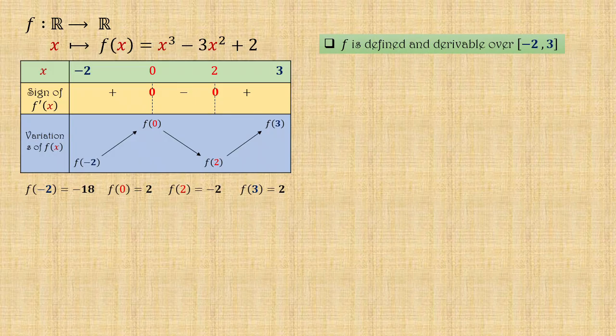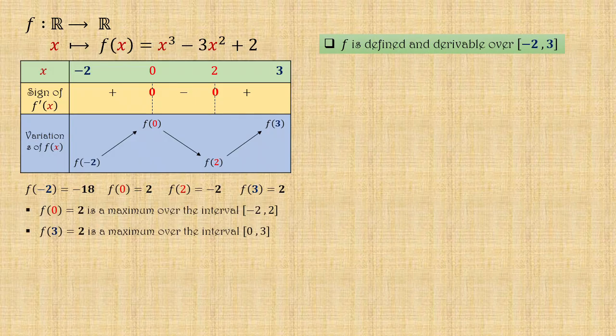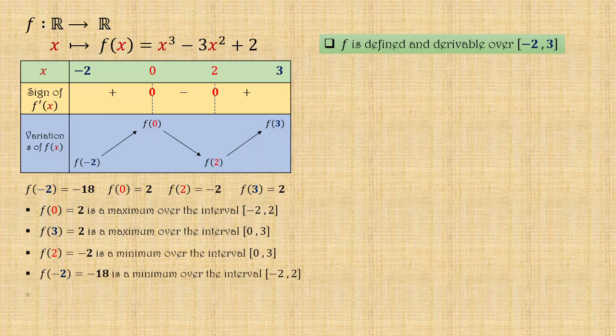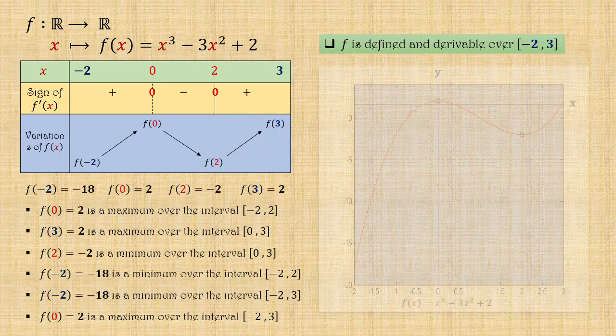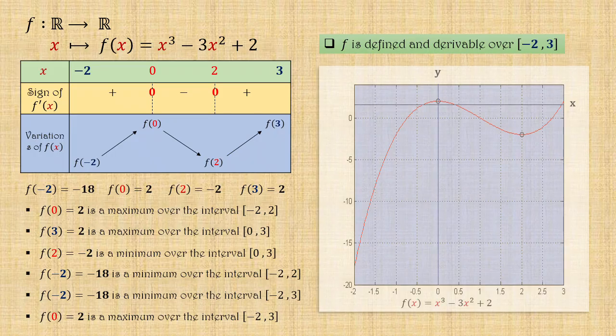As our function f increases along the interval -2 to 0, and then decreases along the interval 0 to 2, then f of 0, that equals 2, is a maximum for the function f, within the interval -2 to 2. Then, as our function f decreases along the interval 0 to 2, and then increases along the interval 2 to 3, then f of 3, that equals 2, and which equals f of 0, is a maximum for the function f, within the interval 0 to 3.